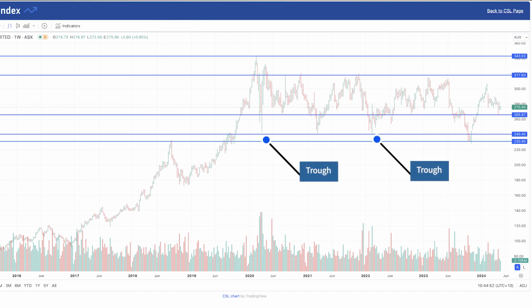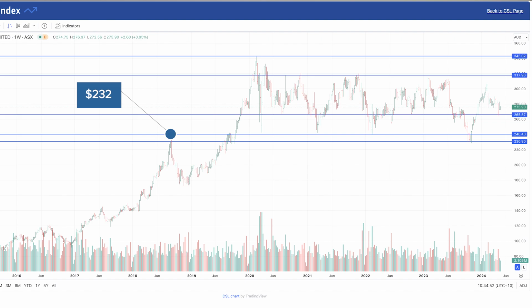Now remember, consider these levels as zones rather than exact price points. Now this first level is around $232 and represents the previous peak back in September 2018. The second level I've marked is at $242. This is where the price paused in September 2019 during an uptrend. And you can see price action came back to test this level on 3 occasions, most recently breaking the level only to reverse shortly after.